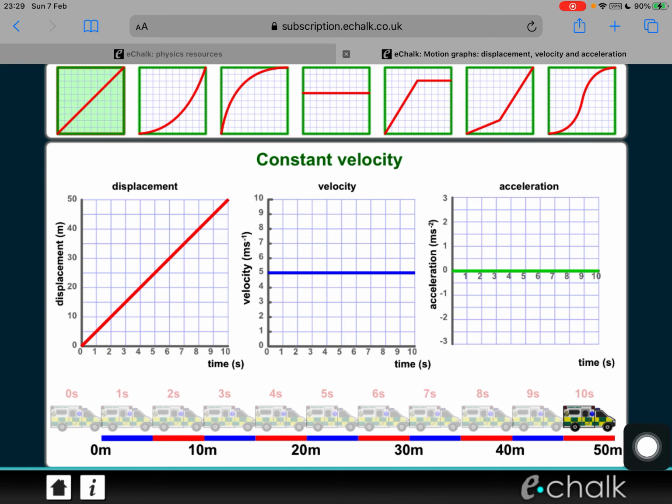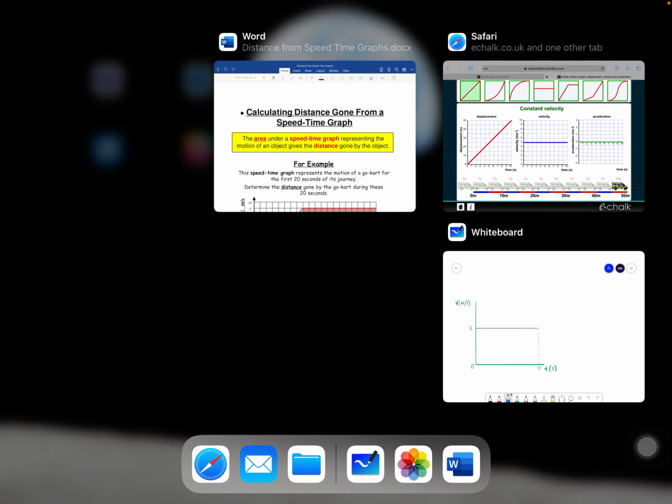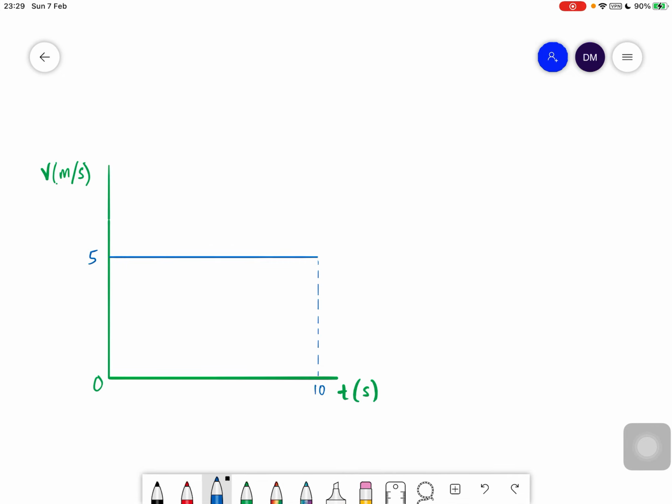Now this week we are trying to find distance using a speed time graph, and this first example is pretty straightforward. So here's the graph that describes the motion of the ambulance, a horizontal line because it's travelling at a constant speed. We can see from the graph that we've got 5 meters per second for the speed, and 10 seconds for the time of the journey.